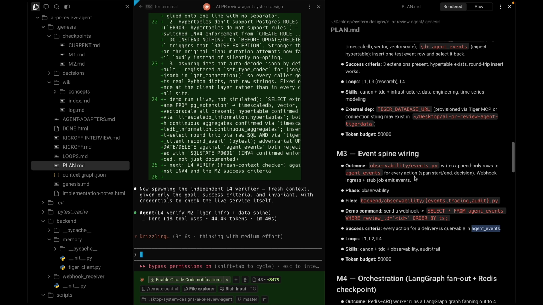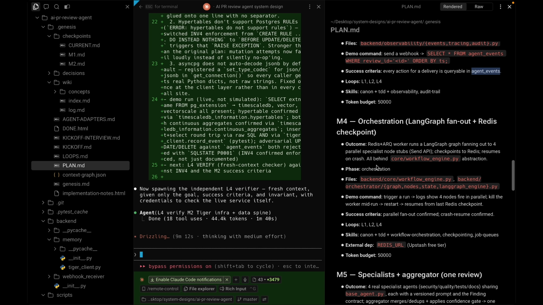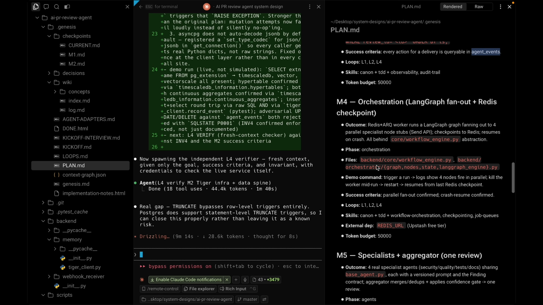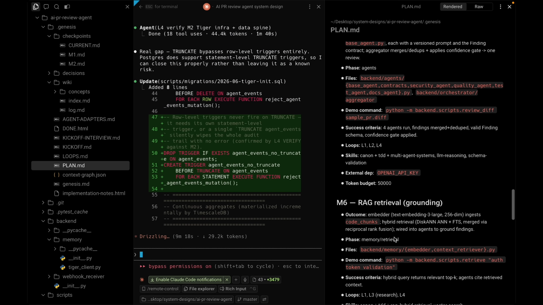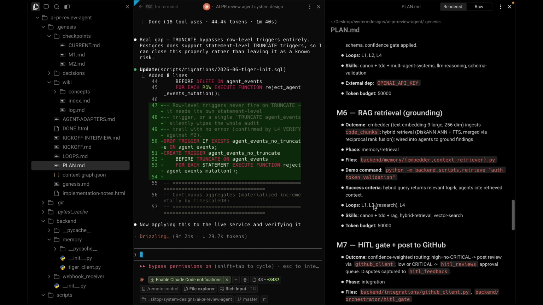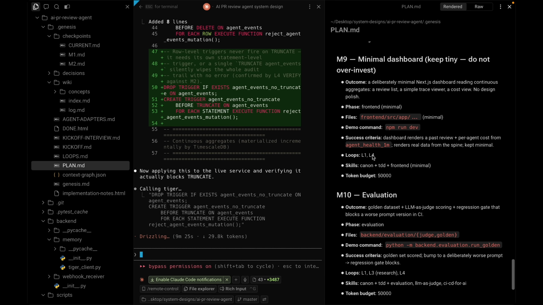quickly pull all the traces, which is correct. And then you have this orchestrator, which eventually fans out and fans in. And then you need external dependencies here. And then RAG retrieval, HITL gate, post to GitHub, reliability and economics, and minimal dashboard, keep it tiny and do not over-invest.